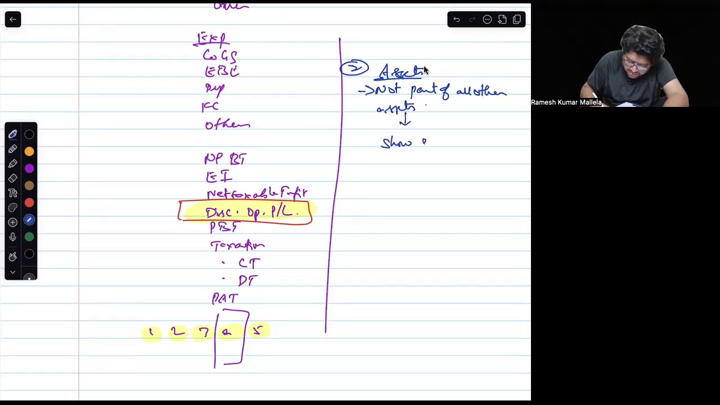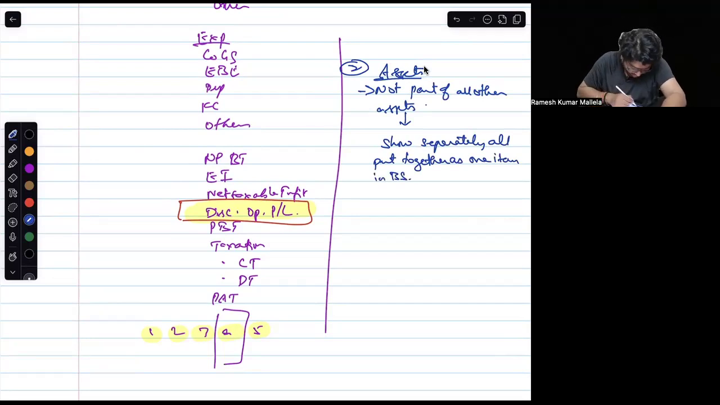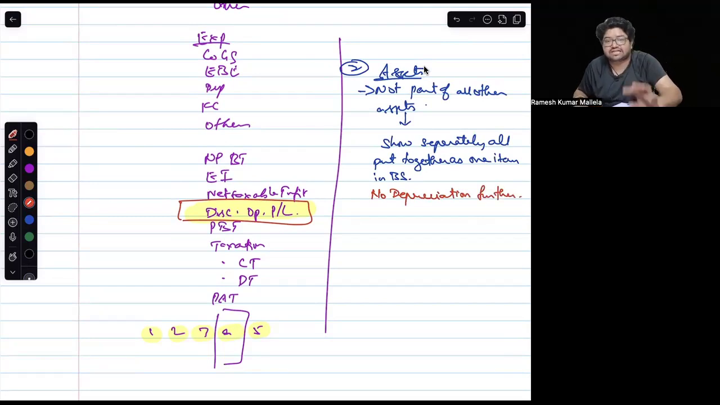Show separately, all put together as one item in balance sheet. Most importantly, no depreciation further. No depreciation further. Very, very critical this is.